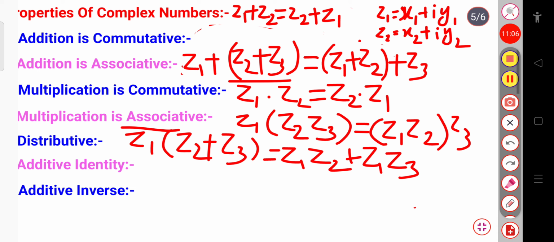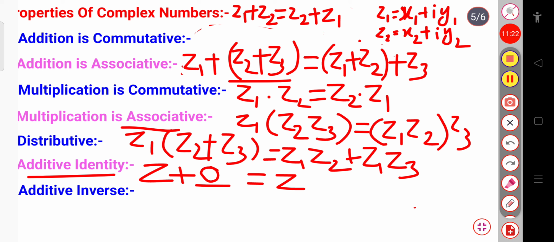Now we will see the additive identity of a complex number. It means that if we add any number to the complex number z and get the same complex number z, that number is the additive identity. So if we add 0 to the complex number z, we get z. So 0 is known as the additive identity of the complex number z.